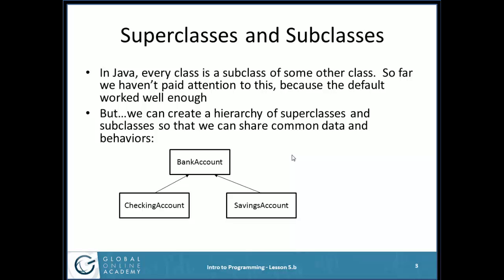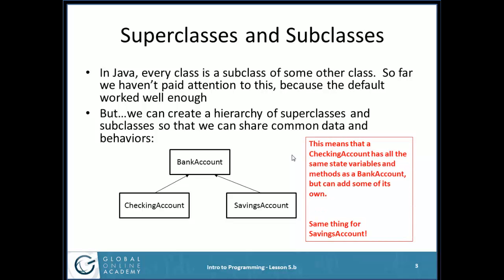Take a look at this diagram on the screen. We could have a class called bank account that takes care of some things that are in common for all types of bank accounts. And then a subclass of bank account would be checking account, and another subclass would be savings account. So bank account is the superclass for checking account and savings account. Checking account and savings account are subclasses of bank account. What does this mean? It means that a checking account has all the same state variables and methods as a bank account, but it can add some of its own. Same thing for savings account.